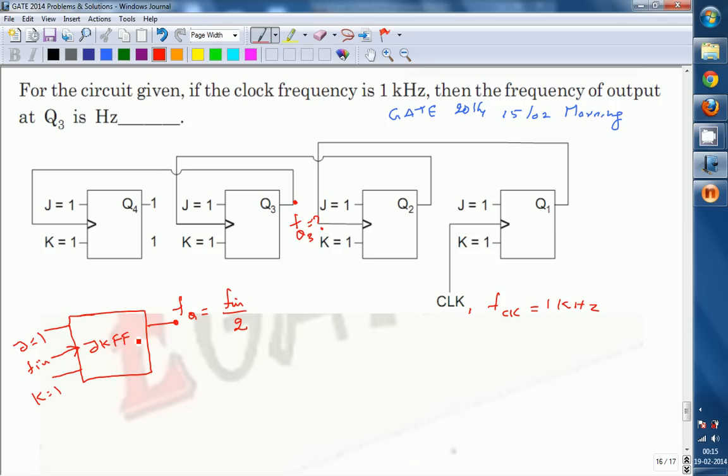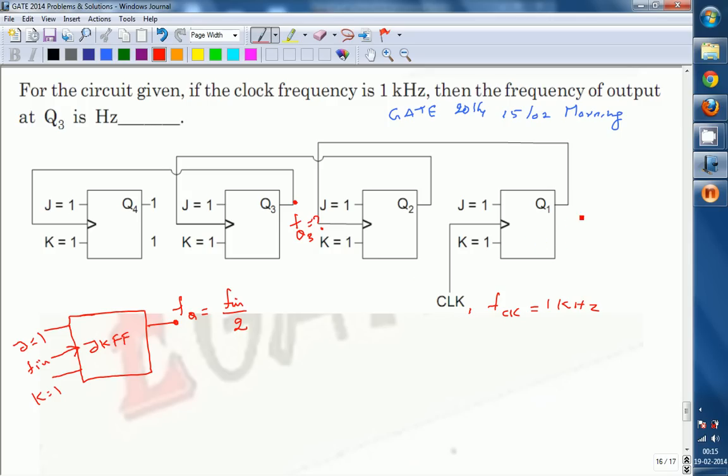That is why it is called a divide by 2 counter, or simply a mod 2 counter. Based on this principle, look at the flip-flop and check whether J is equal to 1 and K is equal to 1. If so, the output frequency is half of the input frequency. All the flip-flops here are given J equal to 1 and K equal to 1, so for all of them the output frequency is half of the input frequency.